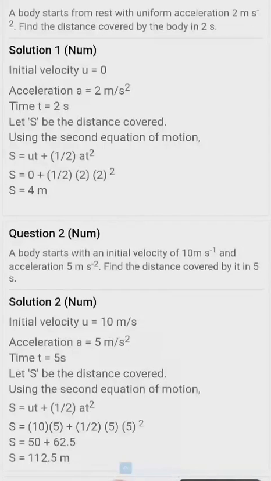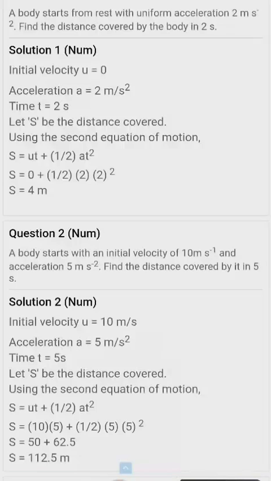Okay, so you will have to use all the 3 formulae here. U means initial velocity, V means final velocity, S means displacement, distance or position, and T means time. A means acceleration. So I will read the first numerical for you. A body starts from rest with uniform acceleration 2 meter per second square. Find the distance covered by the body in 2 seconds.